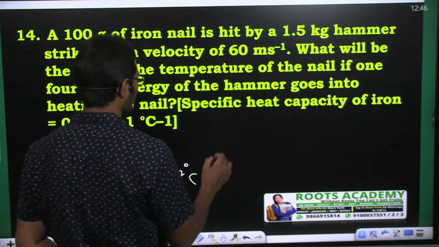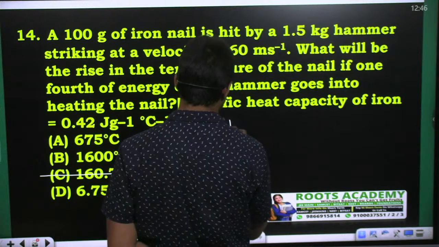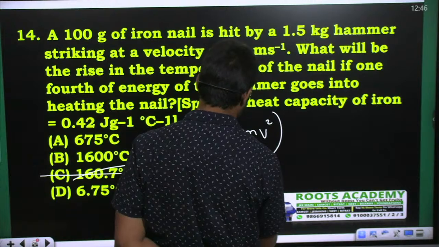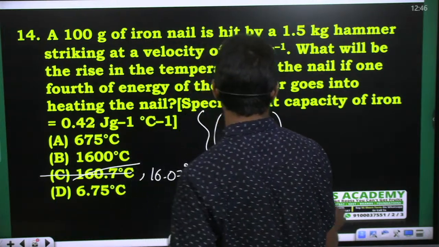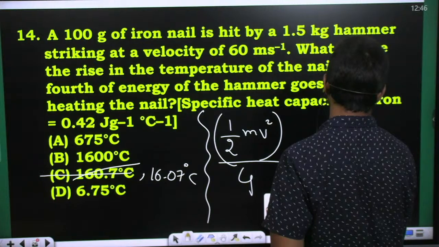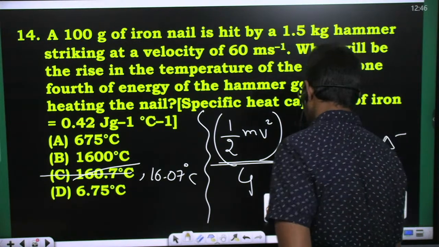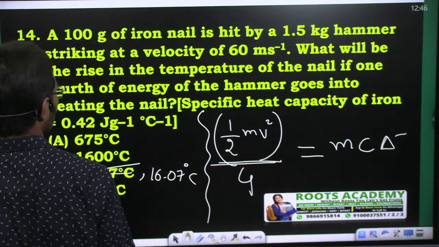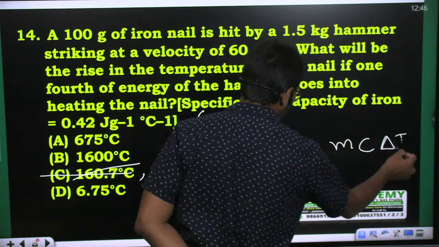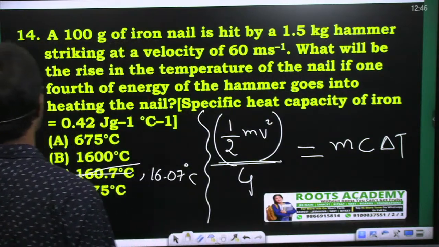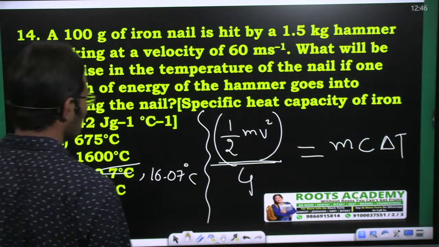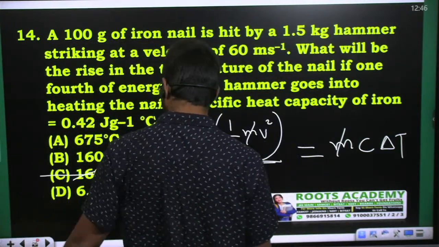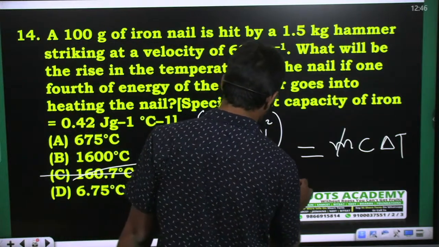One-fourth of the kinetic energy is used for mc delta t. Direct, straightforward question. The mass is 100 grams. The rise in temperature, delta t, is being asked. So what do we get? One-fourth of half m v square, that is m v square by 8.